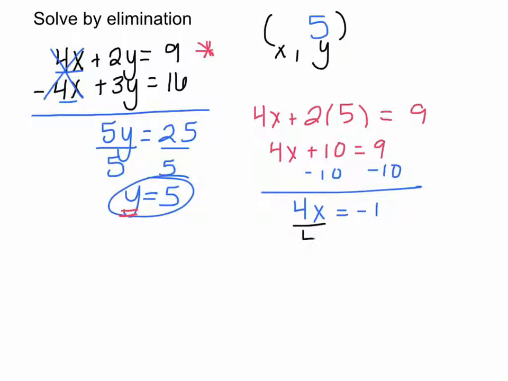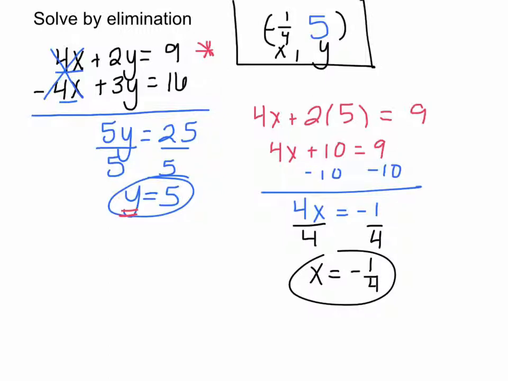Then I'll divide both sides by 4. Then I can state that x equals negative 1/4, and there's my x value of negative 1/4, or you could use negative 0.25. Well, that was a pretty easy one because it was really easy just to cross off the opposites.